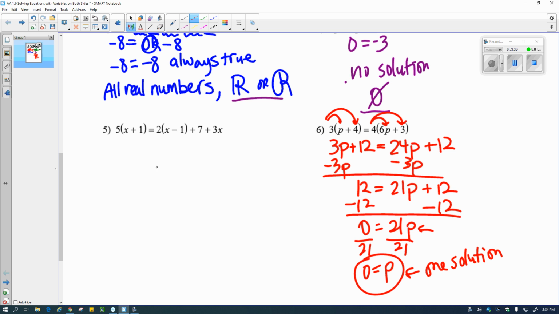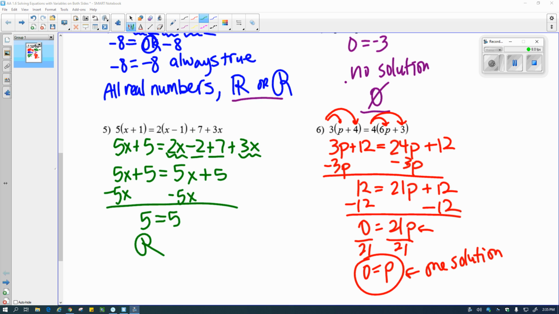Why don't you try this last one? You can pause the video and try it, and then come back and see how you do. I will pause it myself, and then you can take a look at the solution.